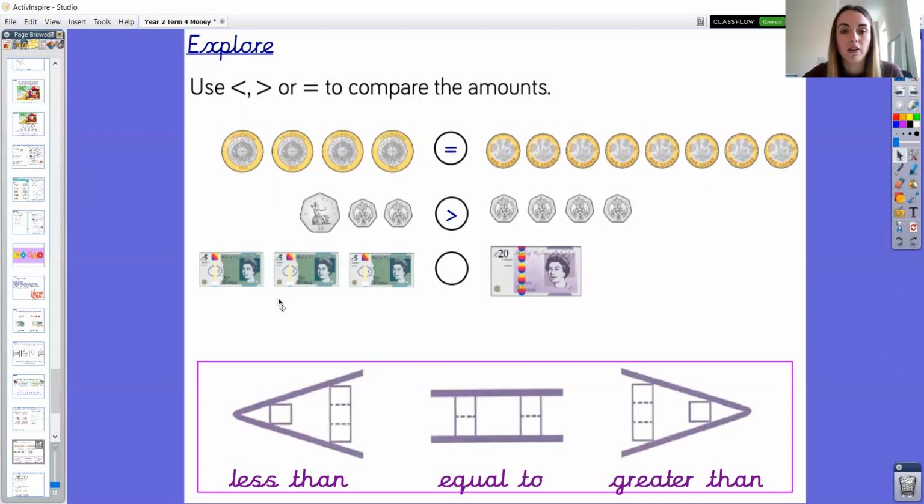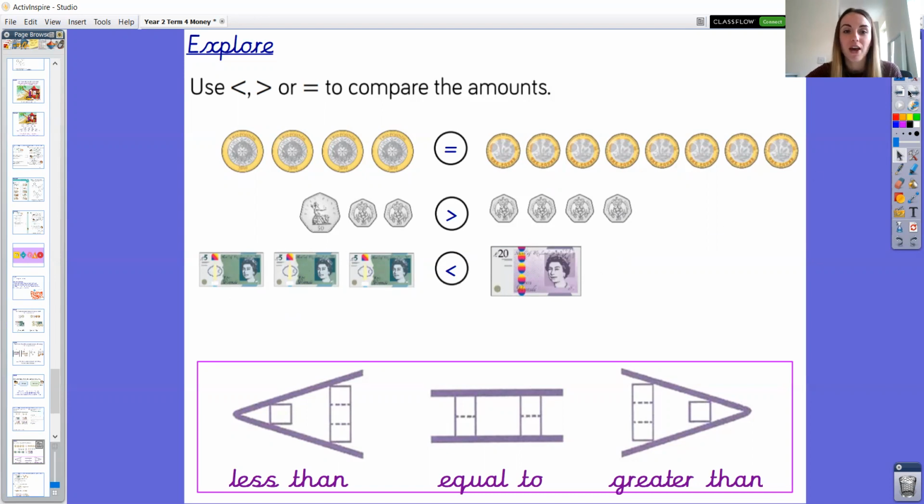Okay, let's have a look at the last pair of amounts that we're comparing. On the left-hand side, we've got 3 lots of £5 notes. 3 times 5 equals 15. So we have £15 compared with a £20 note. So our inequality symbol has the largest part facing the largest amount, which is £20.